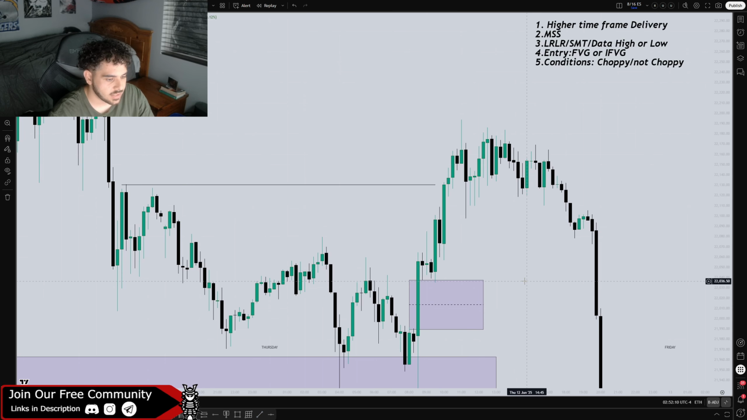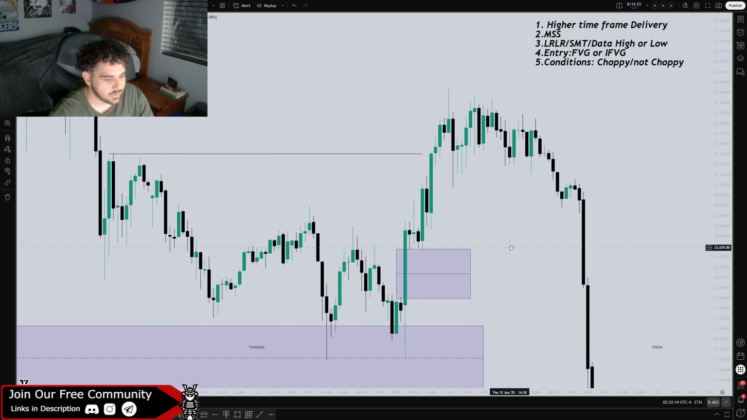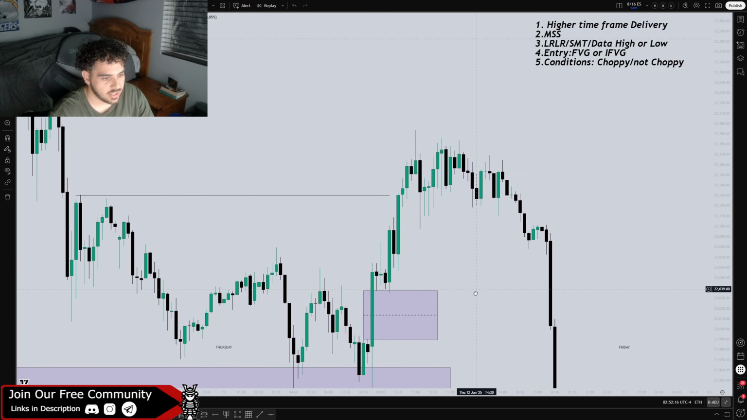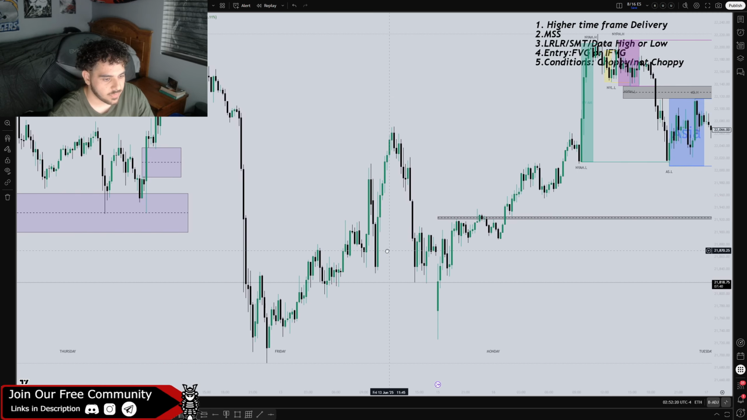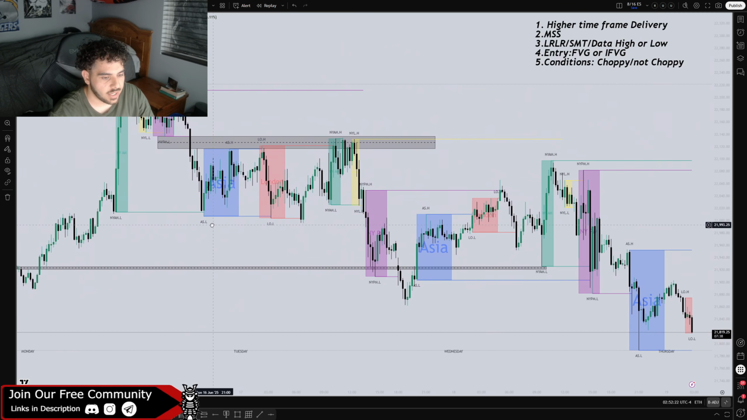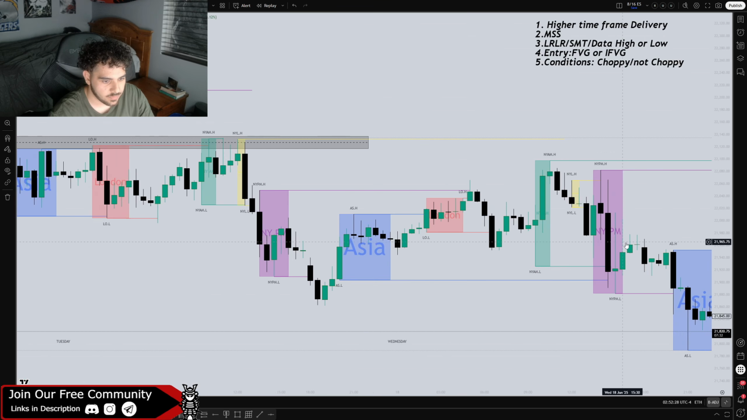And so all of our setups need to have this. If we don't have higher time frame fair value gaps, it's because we're trading in chop. It's because it's not a high probability setup. So how do we combine these things so that we could have a profitable trade? Well, let me show you.